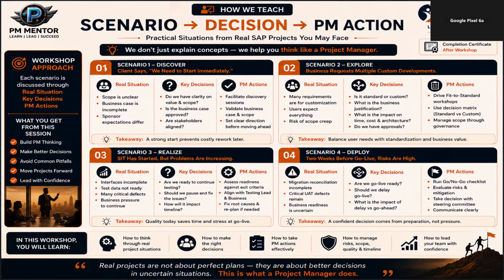Your PM action is to run the go and no-go checklist, evaluate risk and mitigation, take the decision through the steering committee and communicate clearly. The takeaway is: confident decisions come from preparation, not pressure.